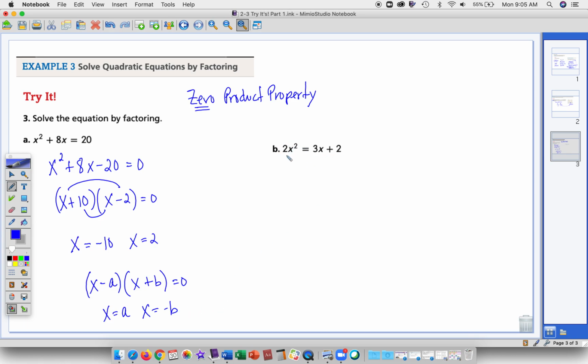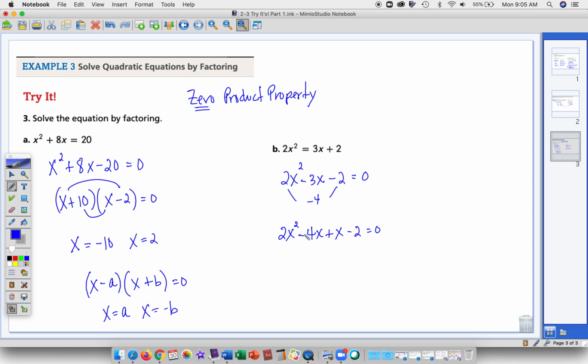Okay, I like keeping the leading term positive. So rather than moving this one term over to this side and making it negative, I'm going to move both of these terms over and subtract those. So I have 2x squared minus 3x minus 2. So when I multiply these, I have a negative 4. So I'm going to rewrite that middle term using 4 and 1. So it's 2x squared minus 4x plus x minus 2.